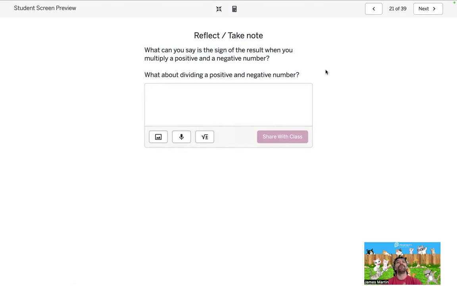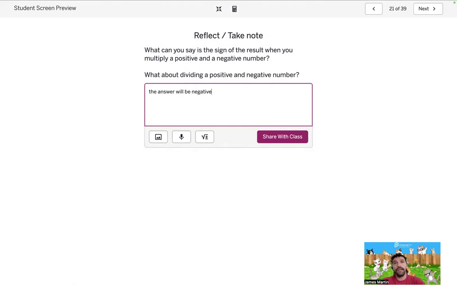Okay, so when dividing with a positive and a negative, the answer will be negative. Why? Well, multiplying and dividing are kind of in the same family, and we'll get into that later with fractions. But multiplying and dividing are opposites, right? The process we use with the positives and negatives is exactly the same.